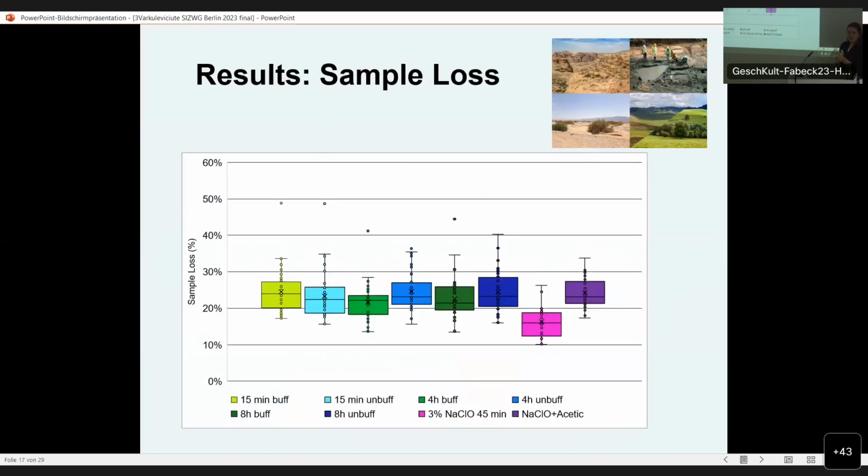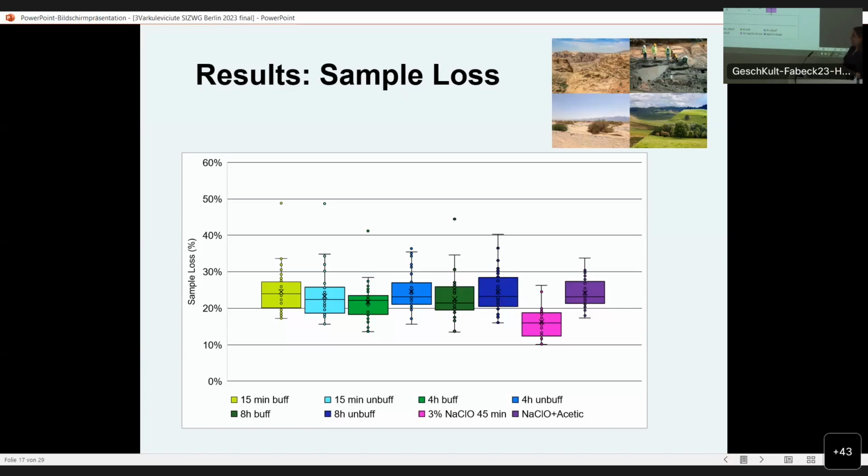Then I think what's really important when you talk about conservation is using as little material as possible, and losing as little material as possible. We found that pretty much all of the treatments, regardless of whether it's buffered, unbuffered, or the time length, had an average sample loss of about 22 to 25%, with the exception of bleach, which was surprising because we thought that there would be more sample loss with longer treatments.